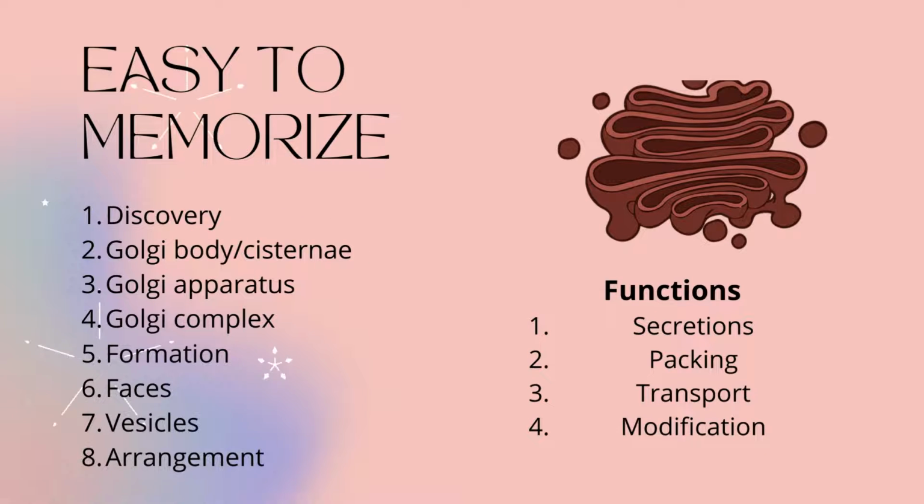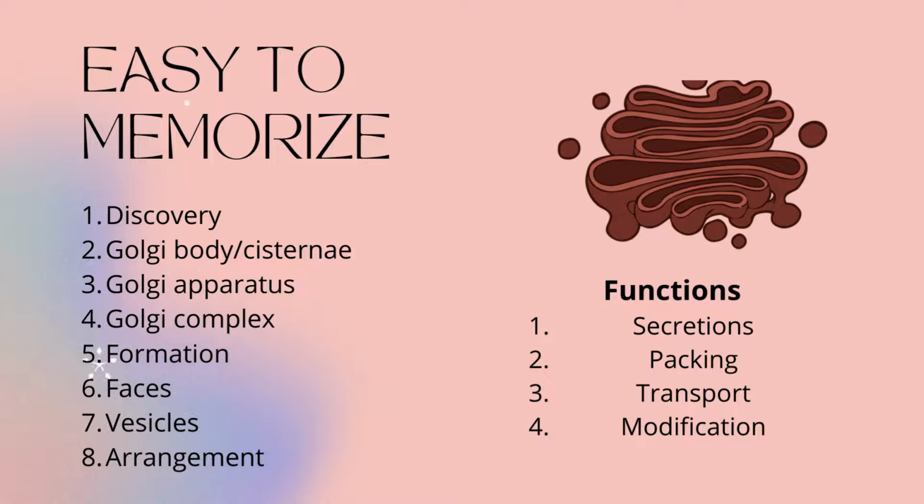Easy to memorize. If we have to memorize this topic, we have to divide it into two parts. The first part is related to its structure, the next part is related to its function. Whenever we have to memorize any topic, we have to keep in mind its diagram. Let's start. First of all we have to know who discovered it, or why it is called Golgi apparatus.